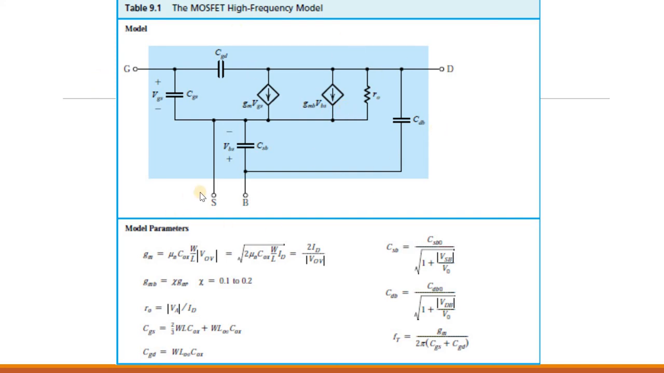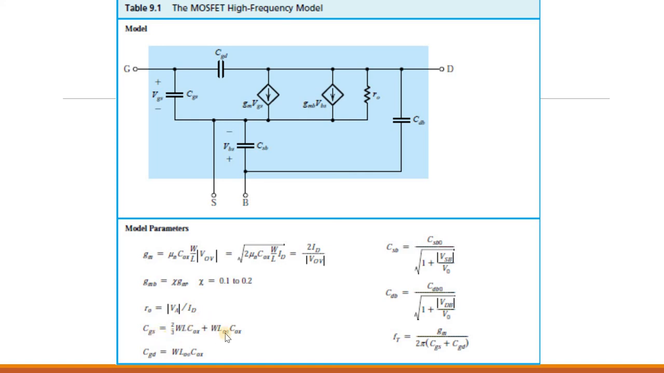All the 4 terminals also you need to represent. So this is a complete figure of MOSFET high frequency model, and the model parameters are GM, transconductance. The formula has been directly given, no need to learn all these formulas by heart, just you know what this is. And GMB is nothing but X into GM, where X is ranging from 0.1 to 0.2, and the output resistance is given by VA by ID.